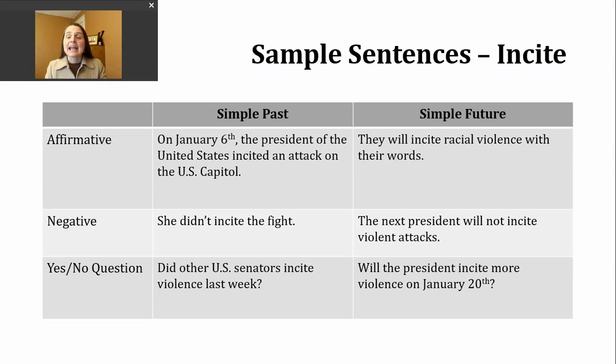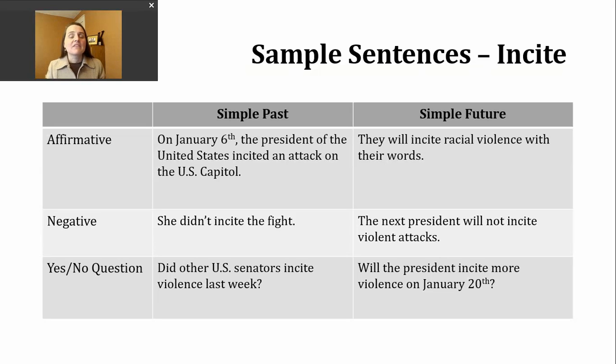If I want to make a negative simple future sentence, I need to insert not after the will, pardon. I think the subject has made me a little anxious to talk about it. So we're going to use will, not, and the base verb. Here's an example. The next president will not incite violent attacks.